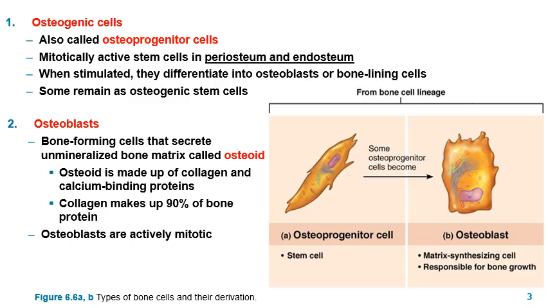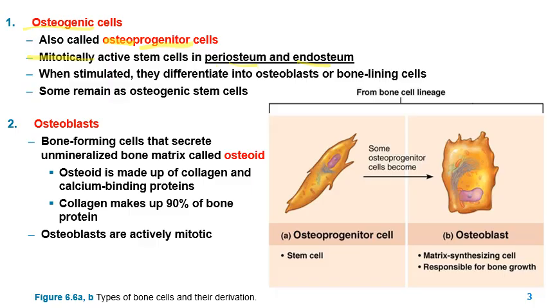So here, starting to look at those cells, right? So you have those osteogenic cells, and that is going to give rise to the bone cells, right? So these osteogenic cells are also called osteoprogenitor cells. So they're basically the same thing. Okay, those cells can divide, and they are present in those membranes that I just mentioned. Okay, they are present in the periosteum and also in the endosteum.